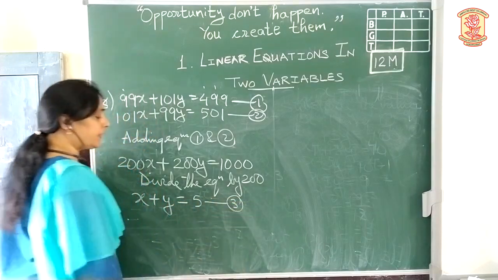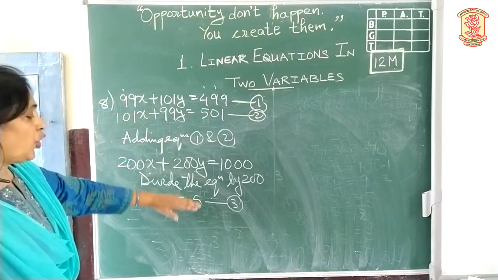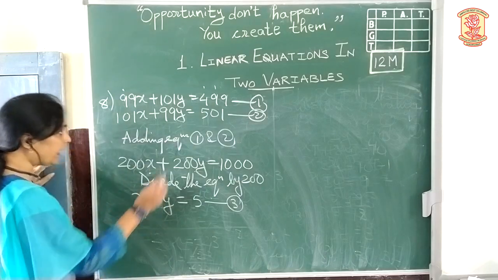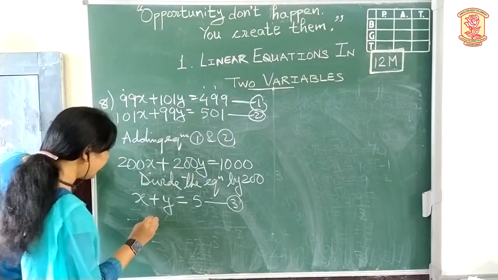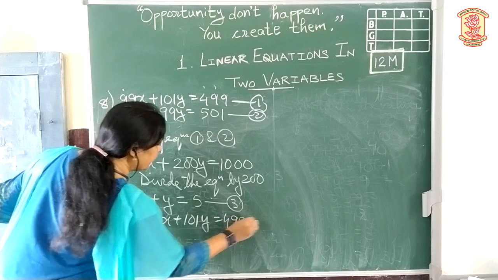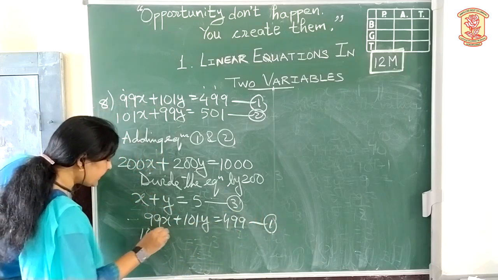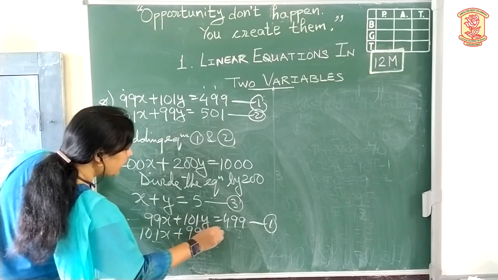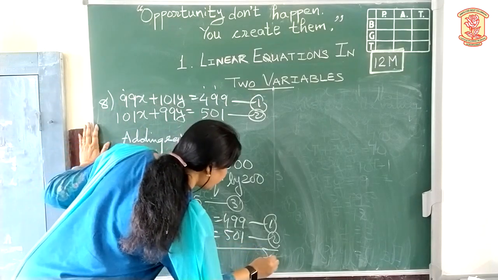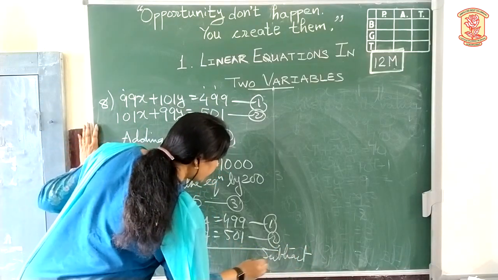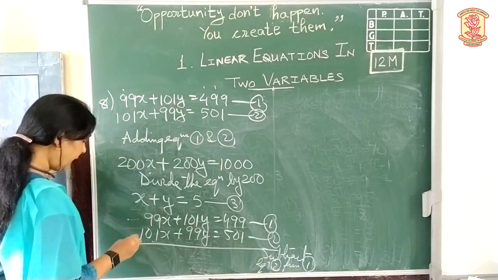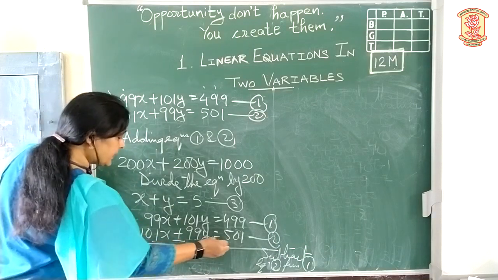Let this be the third equation. Now we have added and got the third; now we'll subtract and we'll get the fourth equation. Again, we write these two equations: 99x plus 101y equals 499, that is the first, and 101x plus 99y equals 501, the second. Now what are we to do? We subtract equation 2 from the first. So plus is minus, plus is minus, plus is minus.